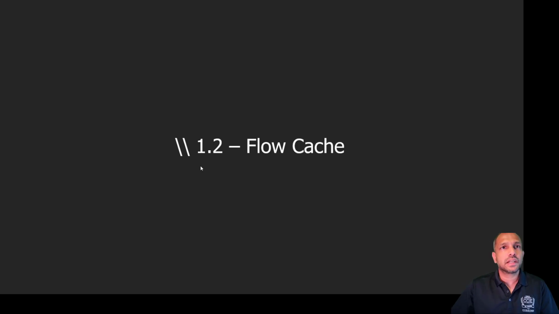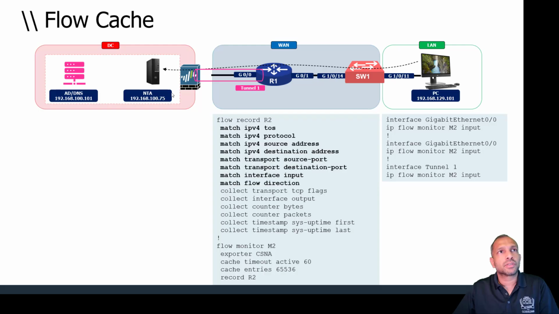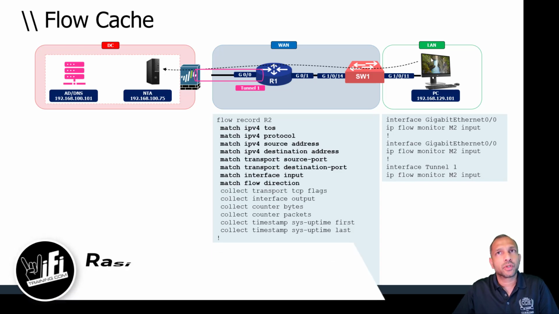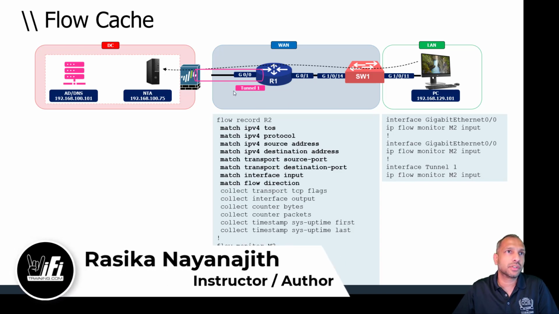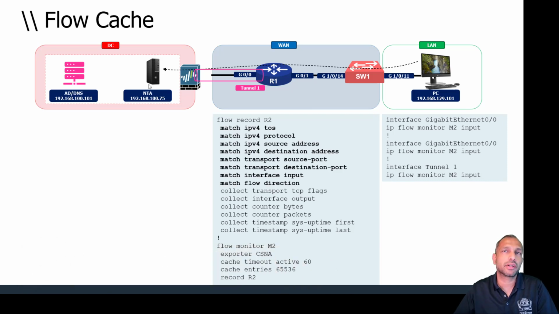So in these lessons, let's discuss the flow cache. To understand the concept, I'm just showing an example: there's a router configured for exporting NetFlow. Whenever a PC tries to access one of the servers on this side, we will look at the basic transaction when a client accesses a server. So what does the flow export or flow cache look like?